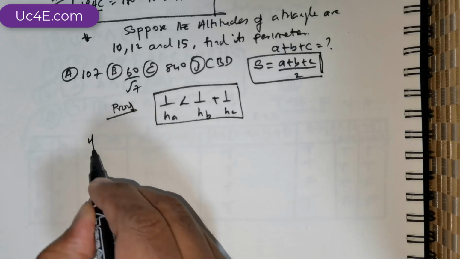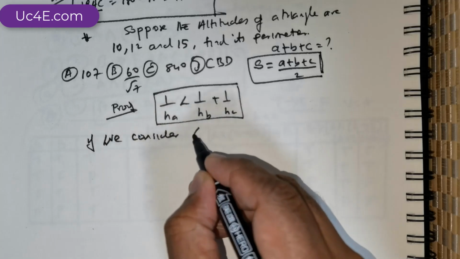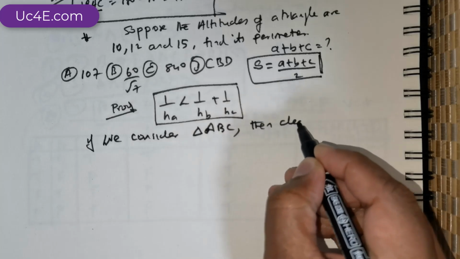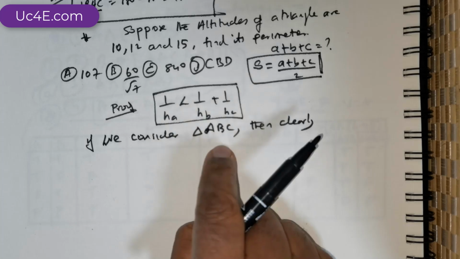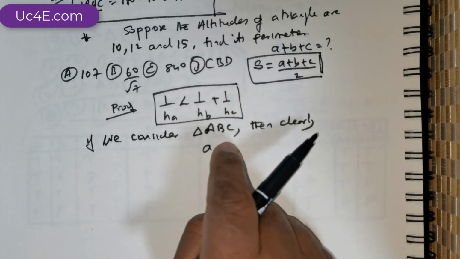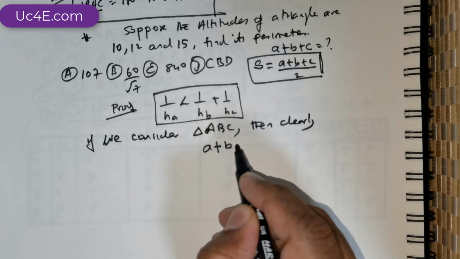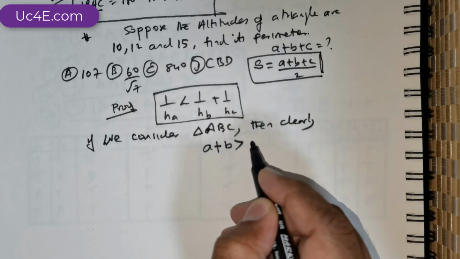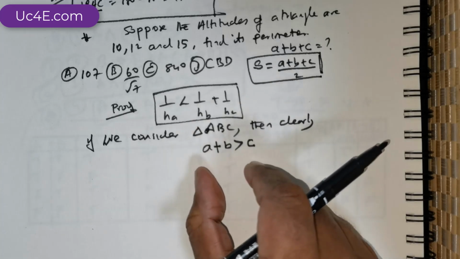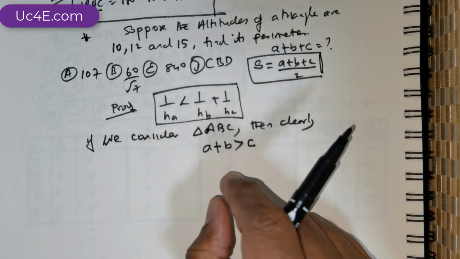Now if we consider triangle ABC, then clearly, if this is a triangle, the sum of two sides would be greater than the other side, right? Clearly a plus b would be greater than c. This is the check we would use whenever three sides are given. If this check fails, then the sides given cannot form a triangle, right?